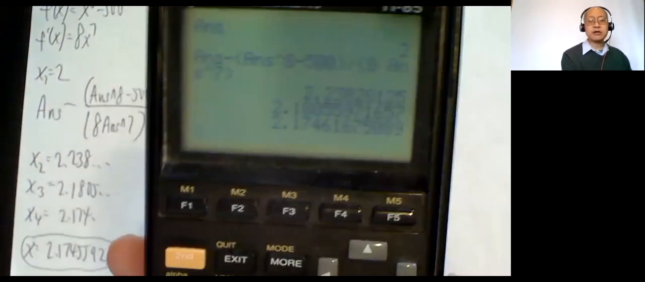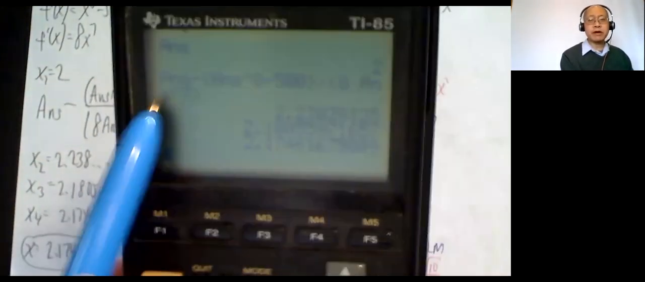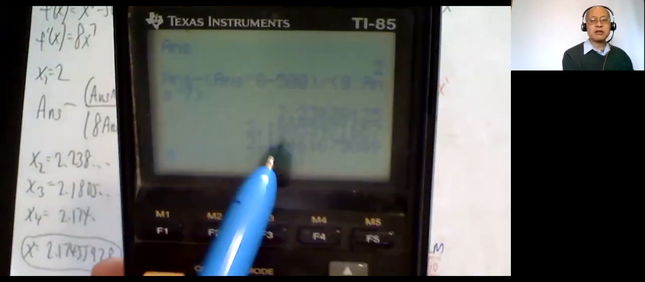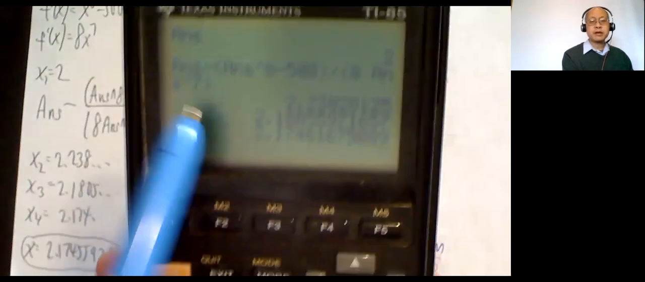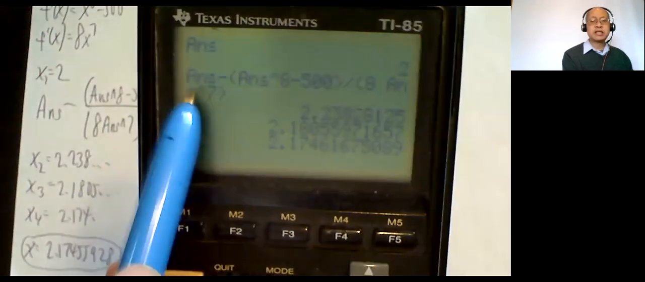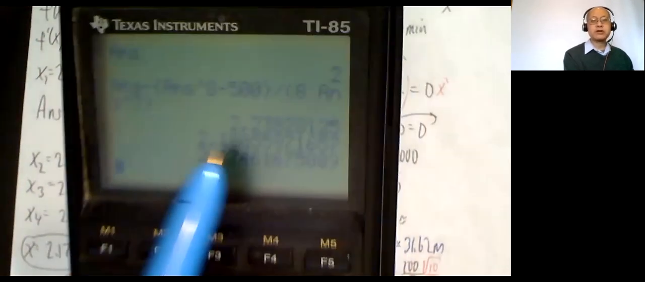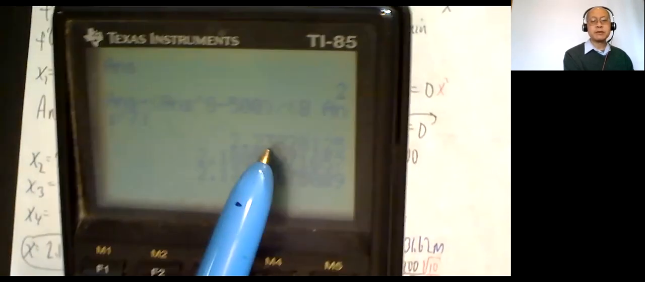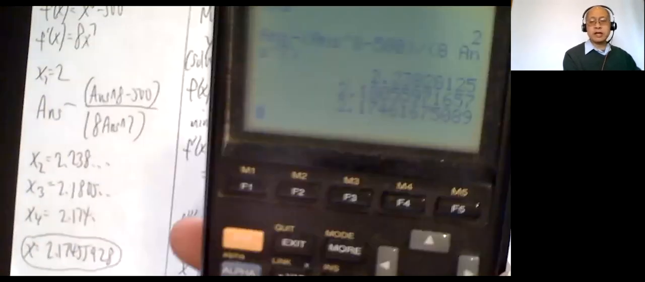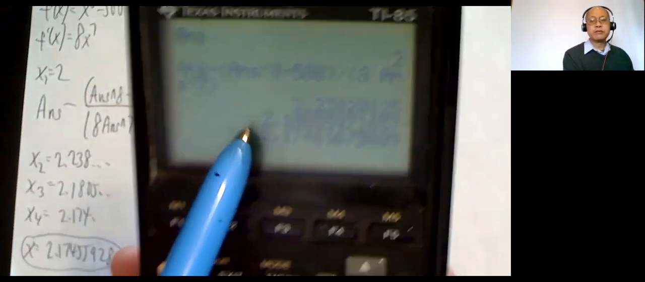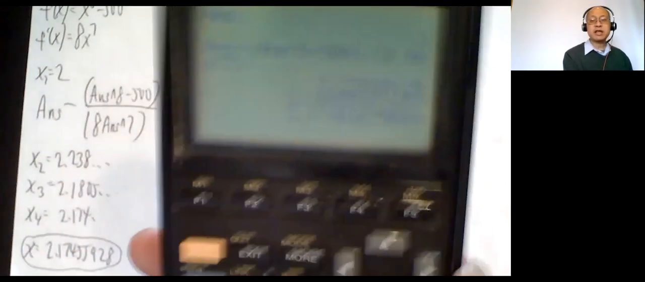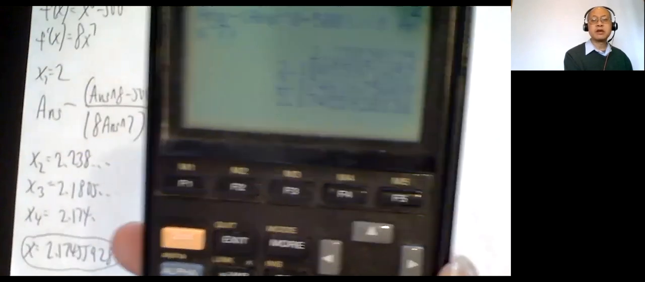Each time I press enter, it knows, oh, this was the operation. The last answer was 2.2 whatever. So as far as the calculator is concerned, when I type answer, it's just like typing 2.238 and so on. Then iteratively, it does it again and again. It's very nice, very convenient, right? 2.187. And if I just press it again a couple more times.